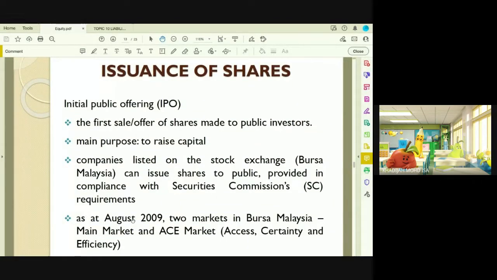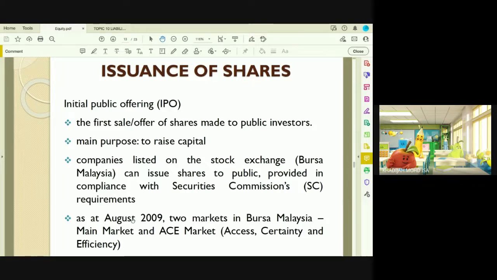Right, issuance of shares. What we have here is the initial public offering. When we say initial public offering, we are referring to shares which are offered on the stock exchange. We are not referring to a company that is a Sendirian Berhad. A Sendirian Berhad can only issue shares up to a limited number of shareholders. What's the number of shareholders in a Sendirian Berhad? Anyone? It's a limited company. I think there's a limit, up to 50 members only.